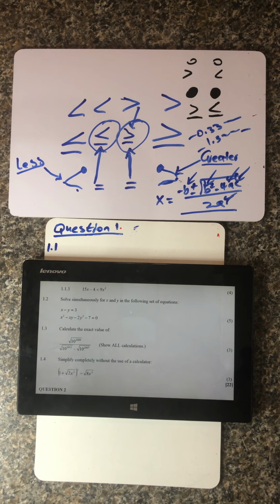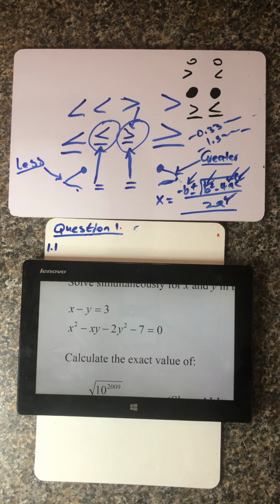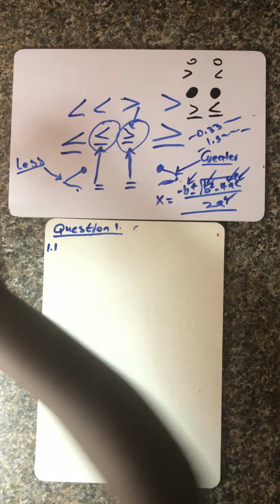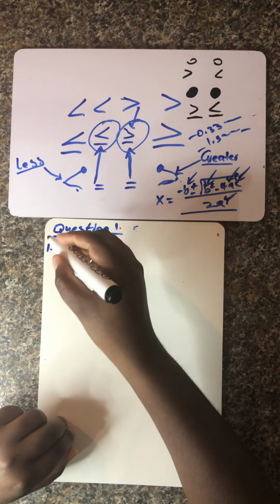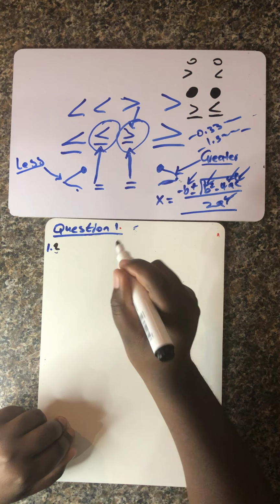So ladies and gentlemen, we're now on question number 1.2, which is: solve simultaneously for x and y in the following set of equations, and this question is allocated 5 marks. I hope you're able to see the equations that were given for this question, ladies and gentlemen. Let me just write it down. So this is 1.2.